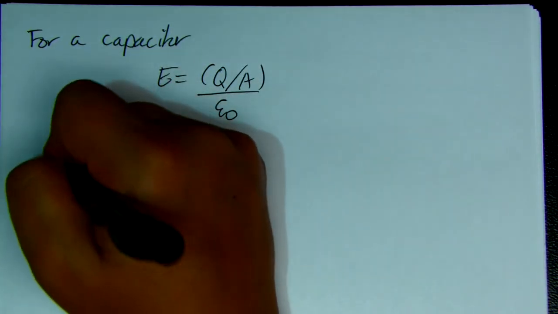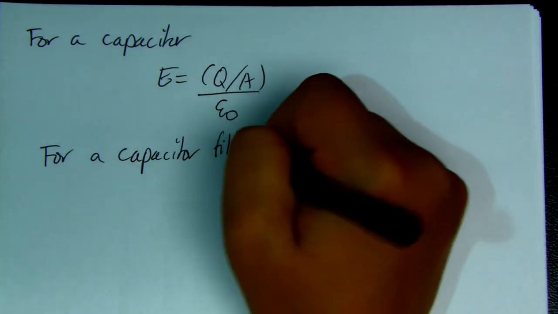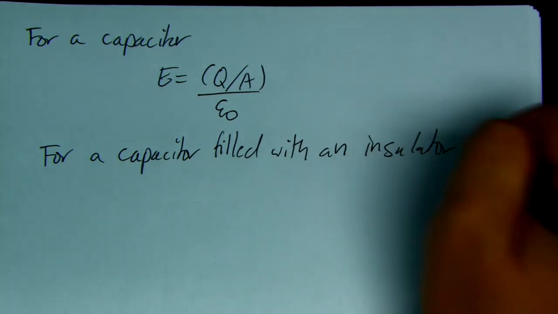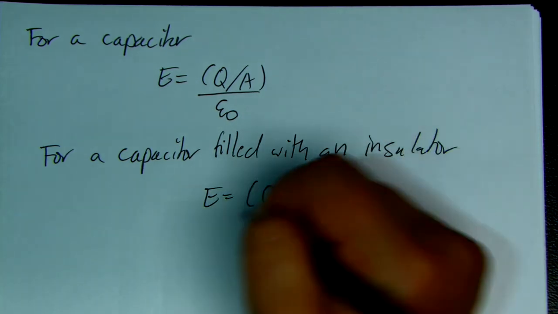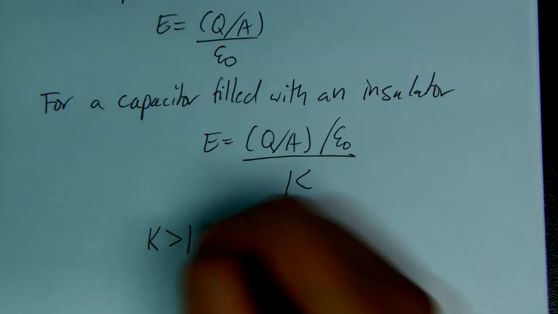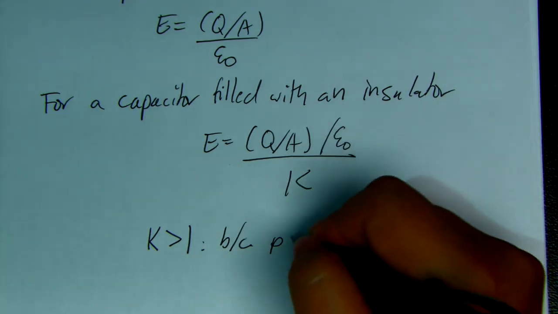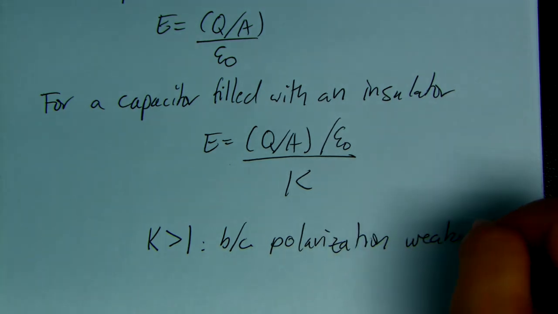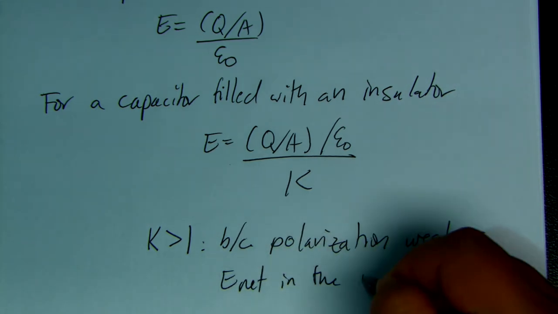And for a capacitor filled with an insulator, E is equal to Q over A over epsilon naught divided by K. And K is always greater than 1 because polarization weakens E net in the insulator.